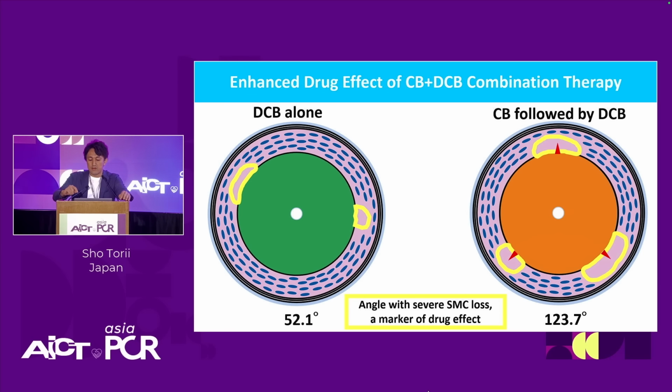So this is a central illustration of this study. If you use DCB alone, of course you can expect the drug effect a little bit. But if you add the cutting balloon before the DCB usage, you can expect a deeper drug effect with a more circumferential drug effect. So it's going to be good for the clinical outcome.